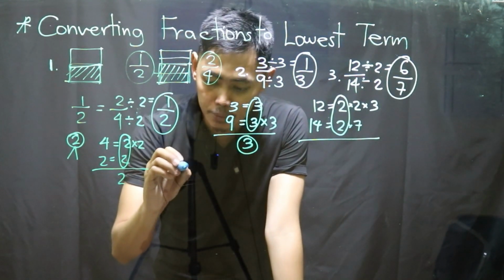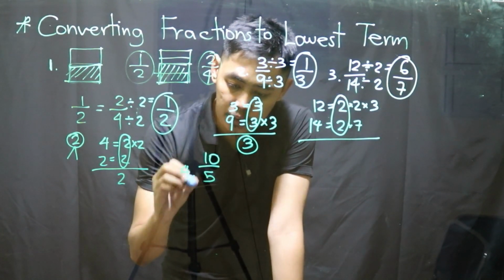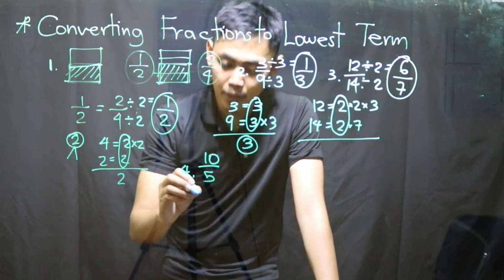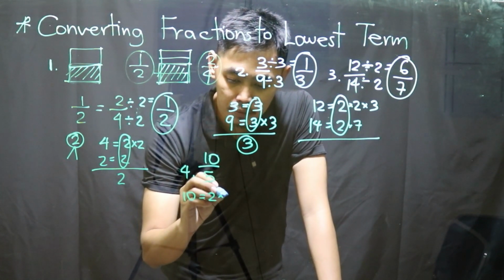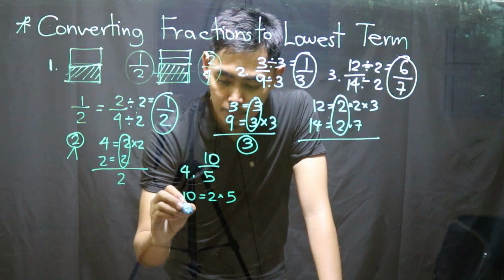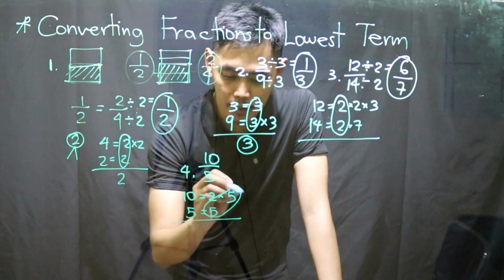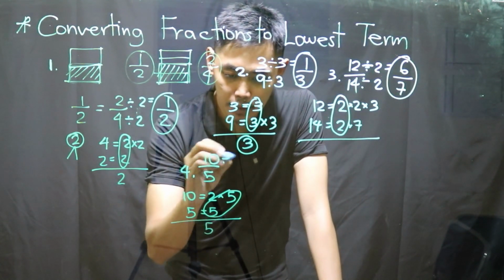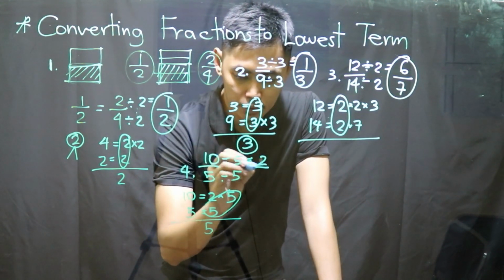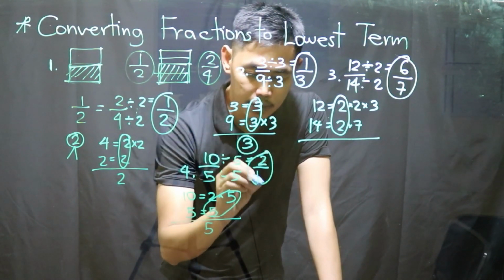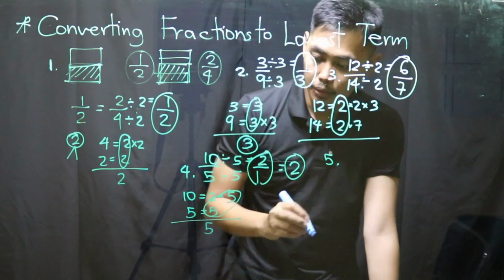Let's have another number here, number 4. So we say 10/5. Okay, so what is 10/5? Prime factorization of 10 is 2 times 5. 5 is already a prime number, so we'll just write 5 there. So we have the same factors of 5. So we can divide this by 5 and divide this one by 5. So the numerator 10 divided by 5 is 2, and 5 divided by 5 is 1. Or we can just simply say 2, because 2/1 is 2.